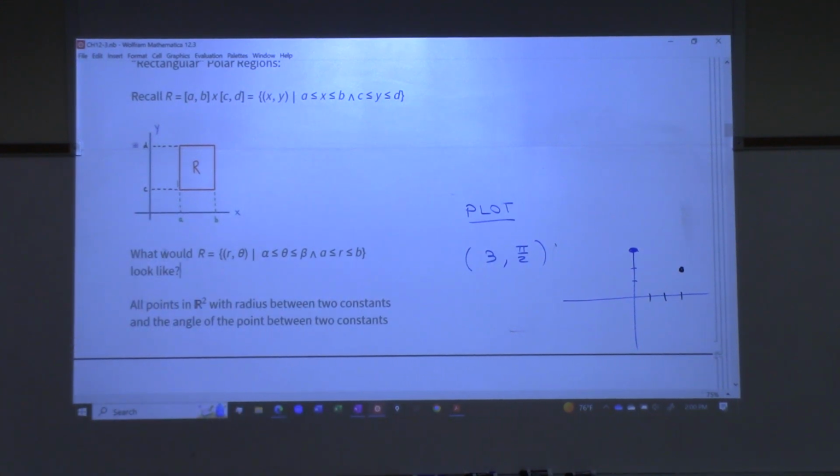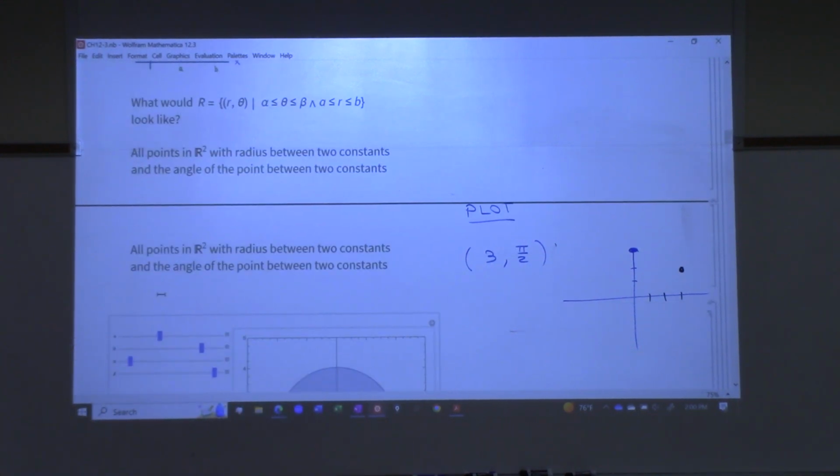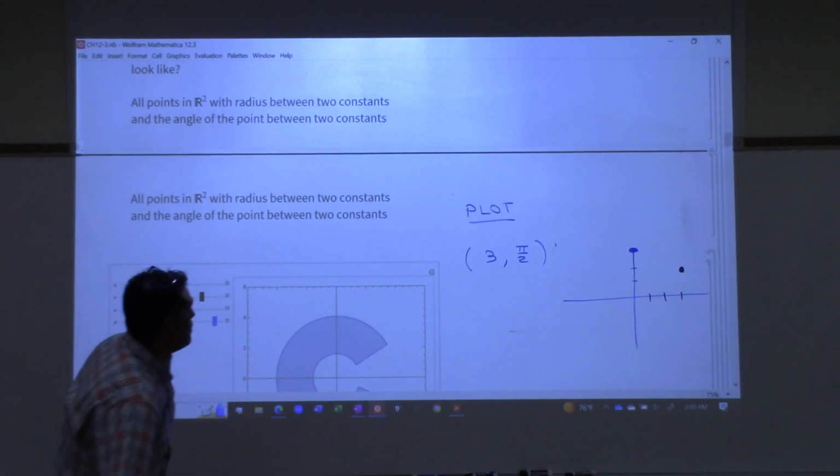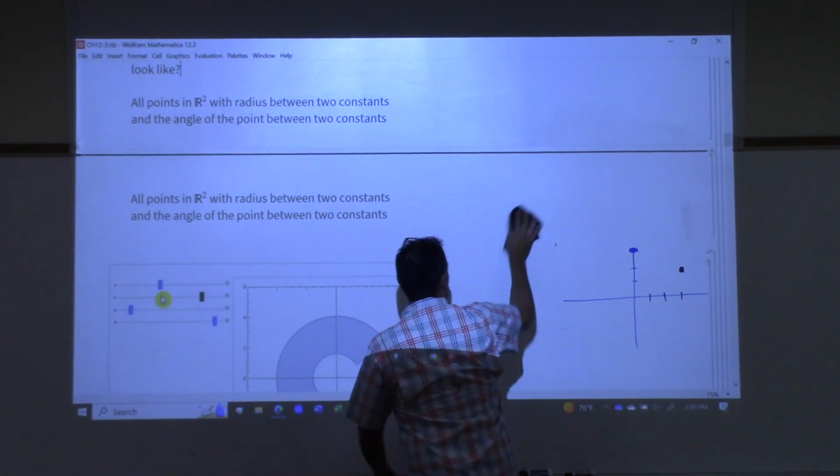All right. We good? So now we know what rectangular polar regions look like. That's what a rectangular polar region looks like.